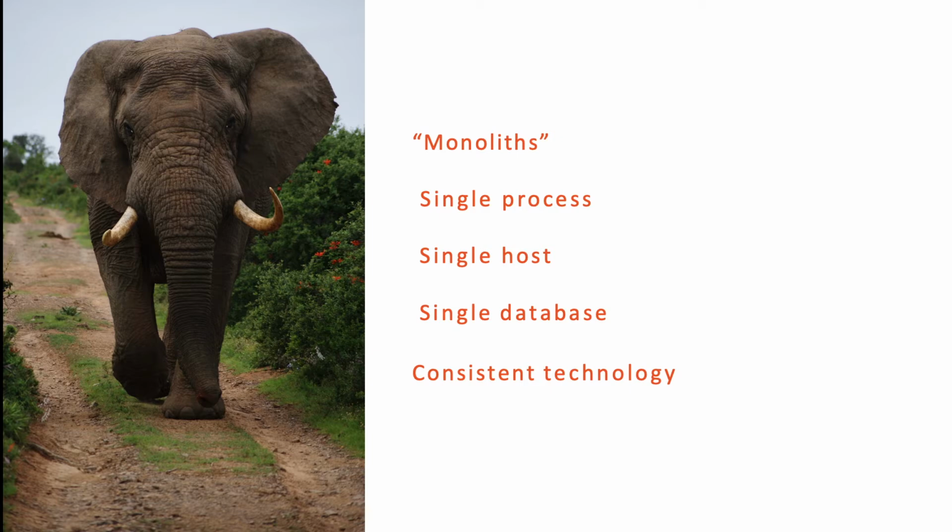So we cannot distinguish between different parts of the application. We cannot deploy one part of an application on one host and another part on another host. So the whole system will be deployed and run on the same host. Using a single database means that your application will use a single database that contains the data model for the different parts of your system. And usually it's consistent technology: you start building your system using some kind or some version of a technology, and you use the same technology and the same version for your whole system.